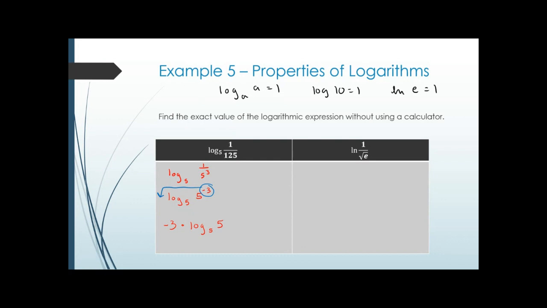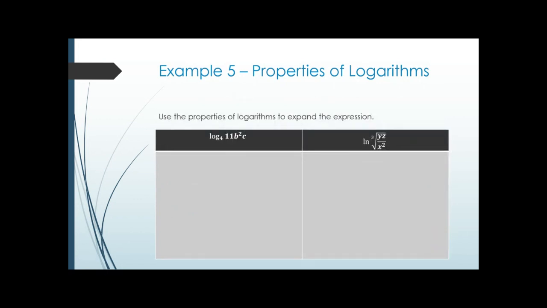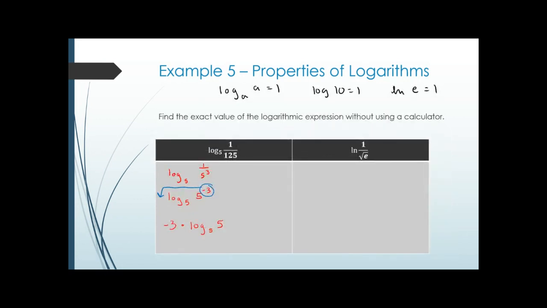So knowing that that is equal to 1, this is, oops, I accidentally turned my pen off. This is negative 3 times 1, or just negative 3. And so we found the exact value of the logarithm without using a calculator.